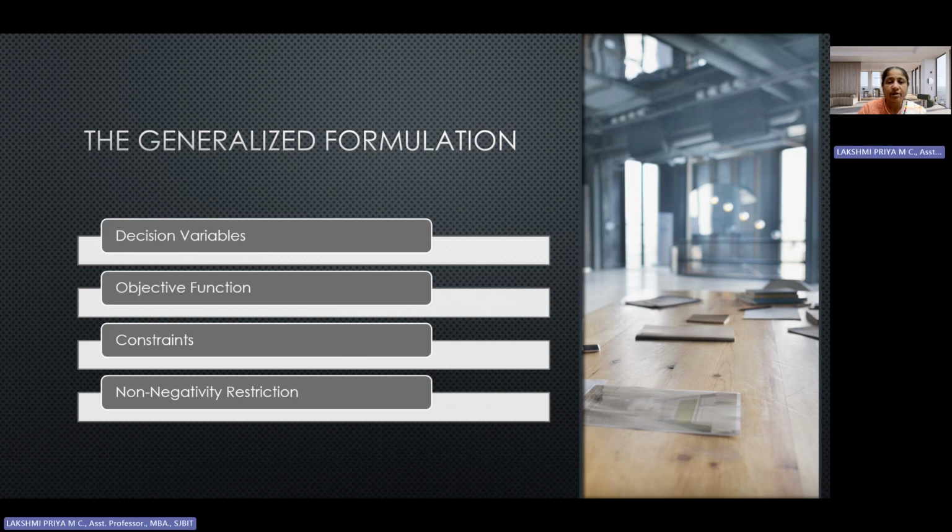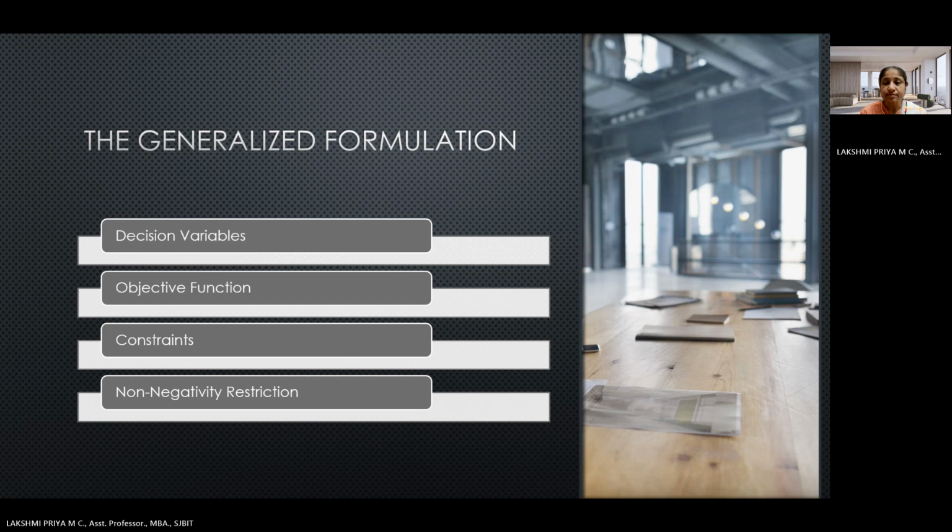Next is the objective function, a mathematical expression we want to optimize. It is either minimizing the cost or maximizing the profit. Constraints, the rules or limits of our system. These are equations or inequalities representing limited machine hours, raw materials, or the budgets.